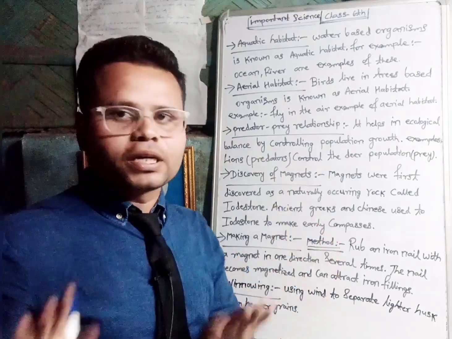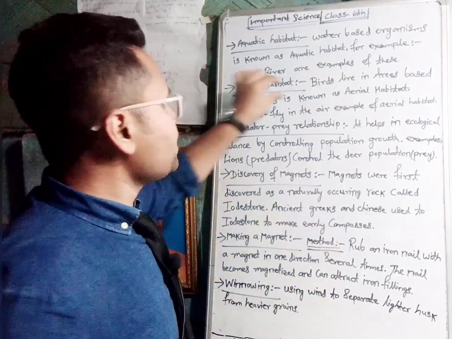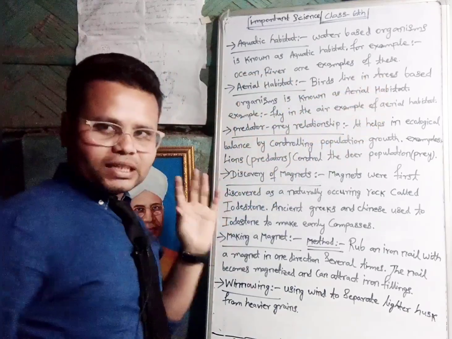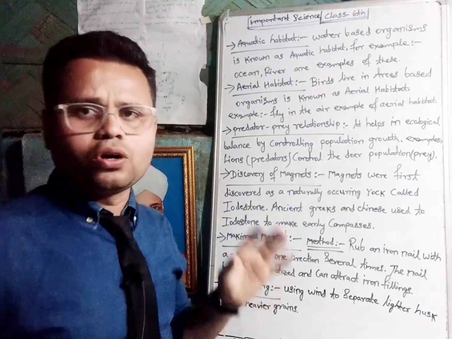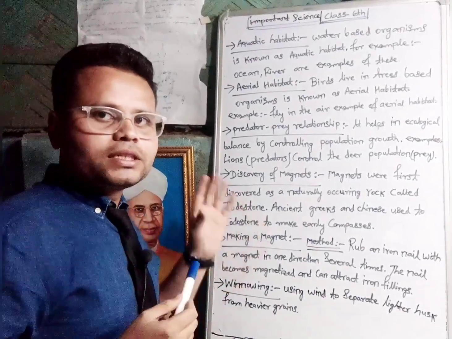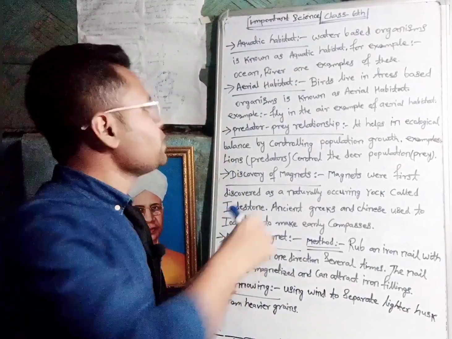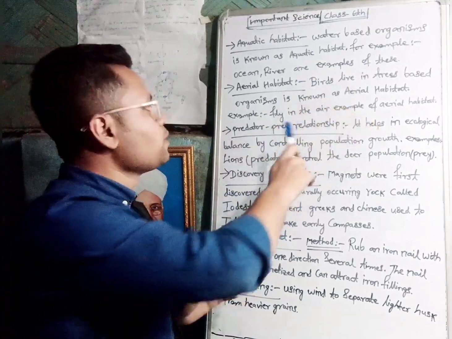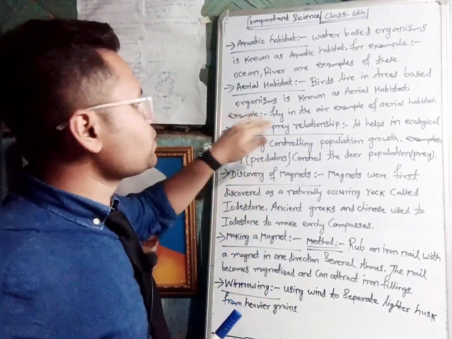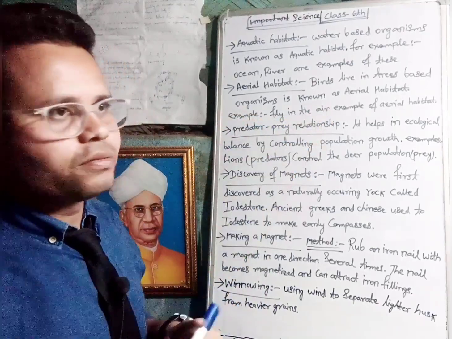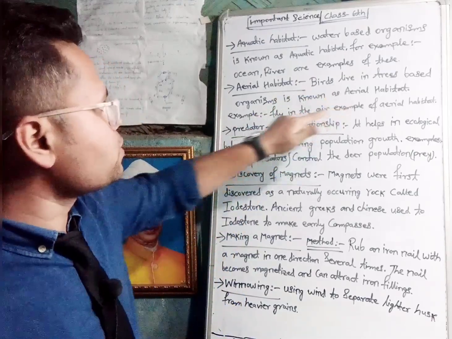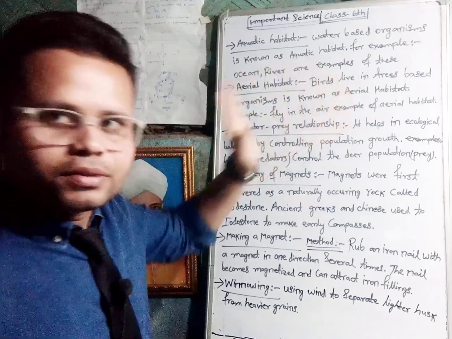Next is aerial habitat. Birds that live in the trees, air-based organisms, are known as aerial habitat. All birds, for example, fall here. Those that fly in the air or live in the sky are known as aerial habitat.